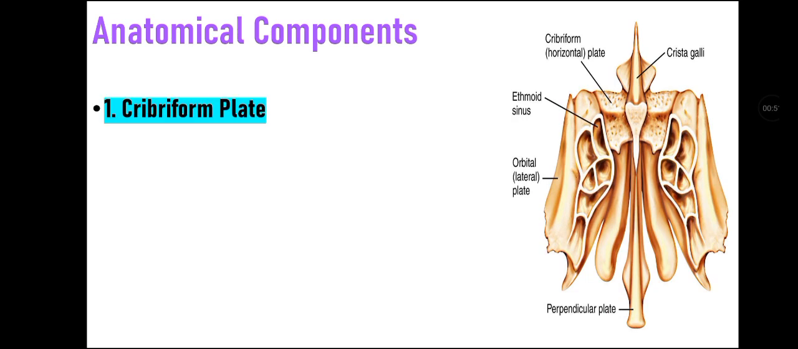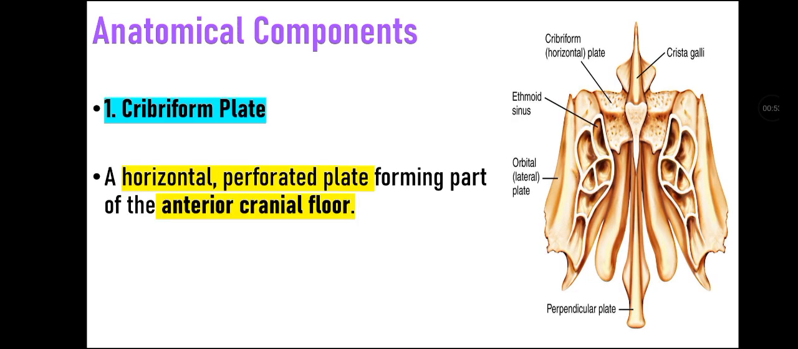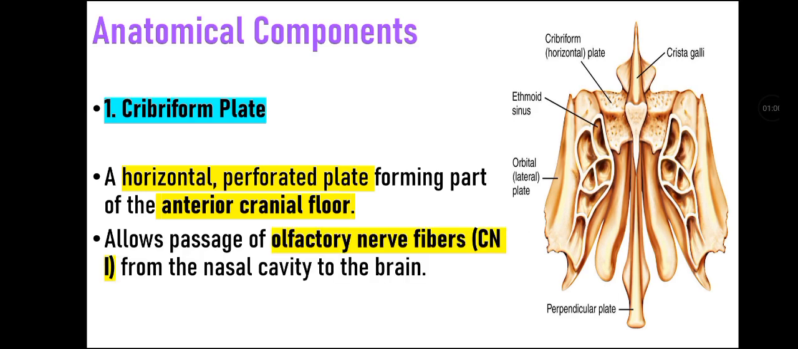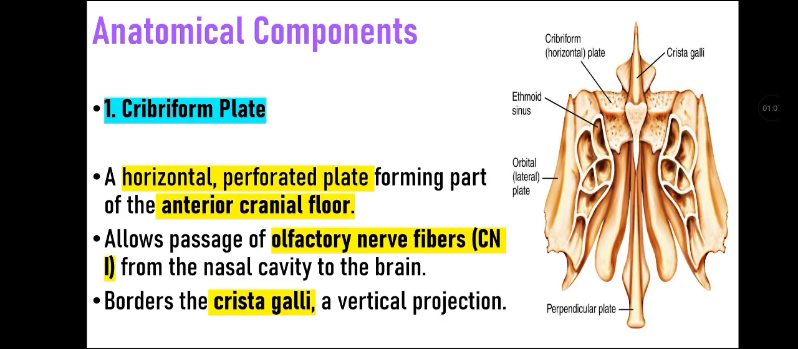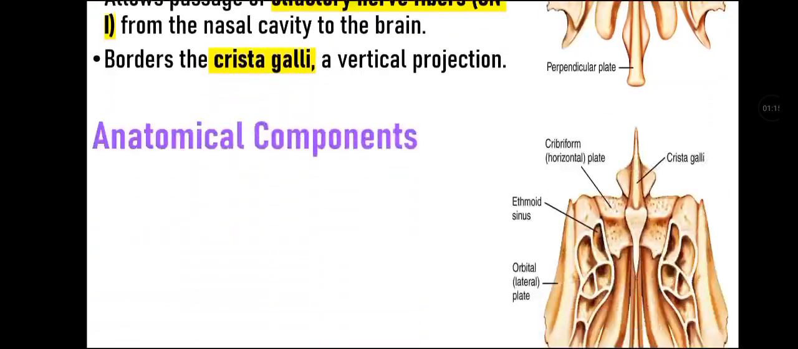First we have cribriform plate. It is a horizontal perforated plate forming part of the anterior cranial fossa, as you can see here in the diagram. It allows passage of olfactory nerve fibers, that is cranial nerve number 1, from the nasal cavity to the brain. It borders the crista galli, that is a vertical projection. As you can see here in the diagram, the crista galli is a vertical projection from the cribriform plate.